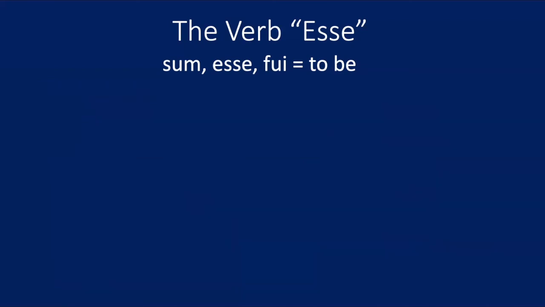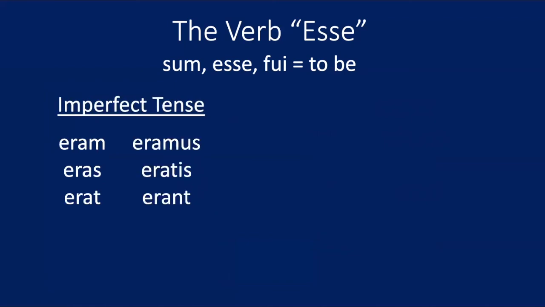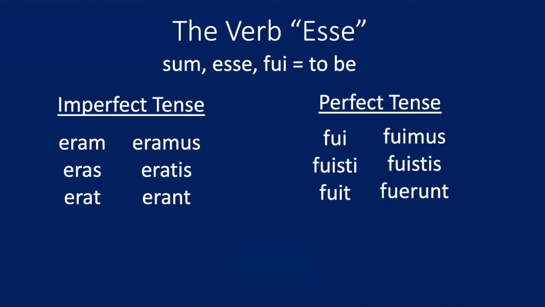And we'll look at it in two more tenses. The imperfect, eram, eras, erat, eramus, eratis, erant. And then the perfect tense, fui, fuisti, fuit, fuimus, fuistis, fuerunt. And the reason I put these together on the same slide is that they translate the same way into English. So that just is was or were. So eram and fui both mean I was. If you look at eramus and fuimus, that's we were, same thing.